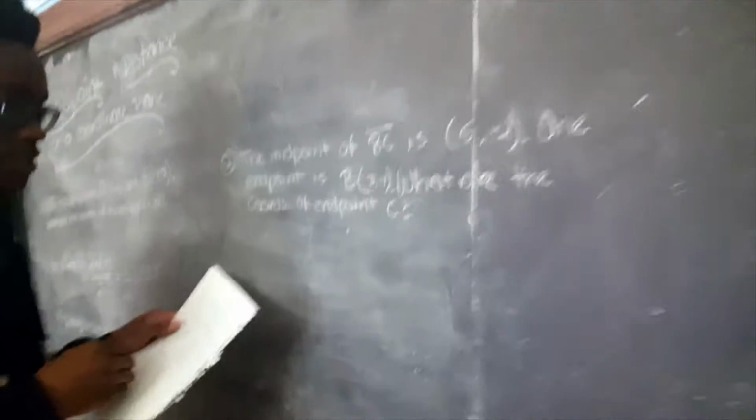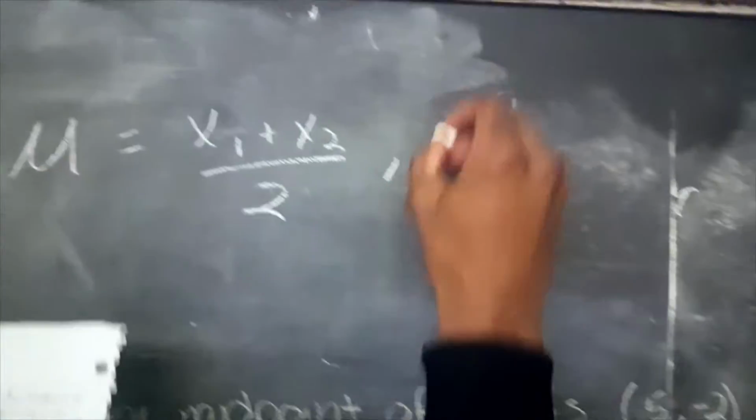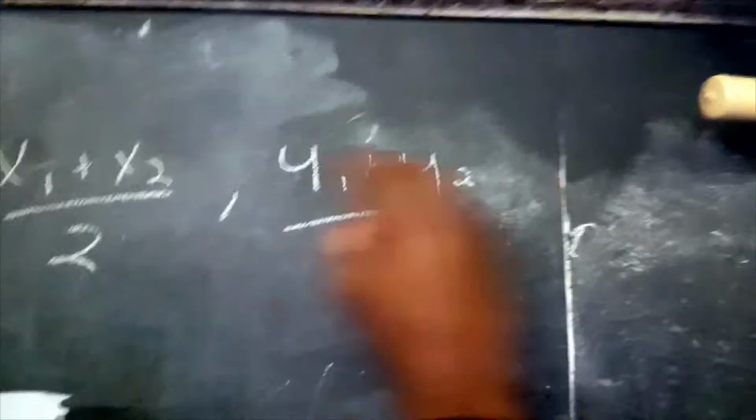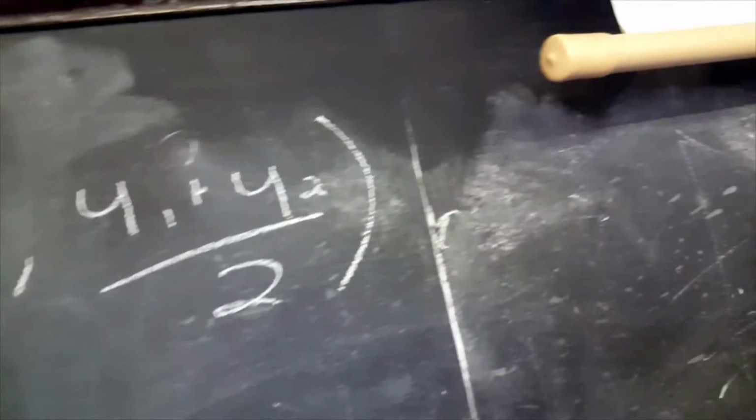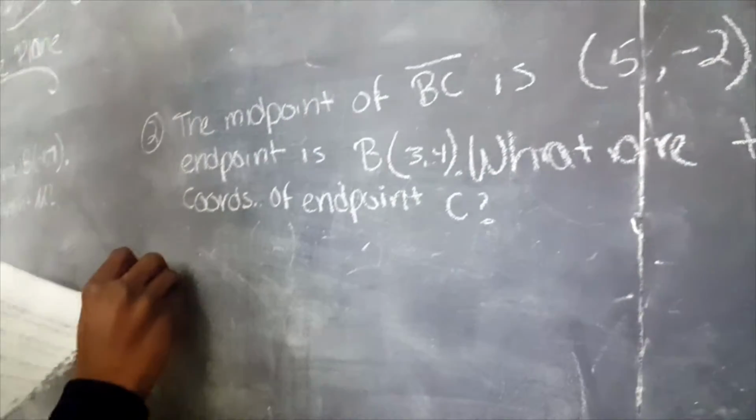The problem gives a midpoint and an endpoint, and that's all you need to answer this. To do this, you would need the midpoint formula for a coordinate plane, which is midpoint equals (x1 plus x2 over 2, y1 plus y2 over 2). Perfect.